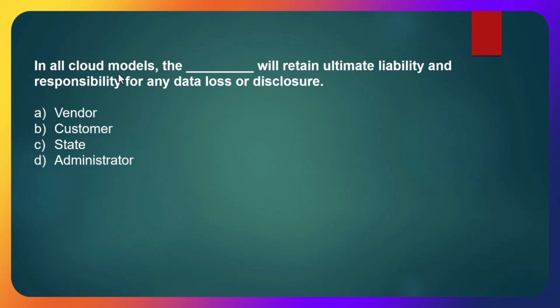Now, this question is talking about how in all cloud models, the dash will retain ultimate liability and responsibility for any data loss or disclosure. It's not the vendor, it's not the administrator, it's not the state, it's always the customer. It's always the customer.